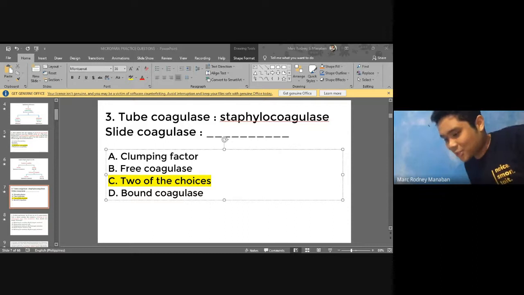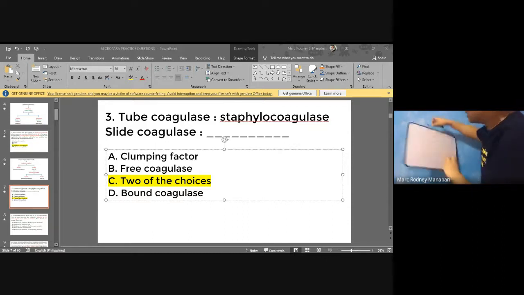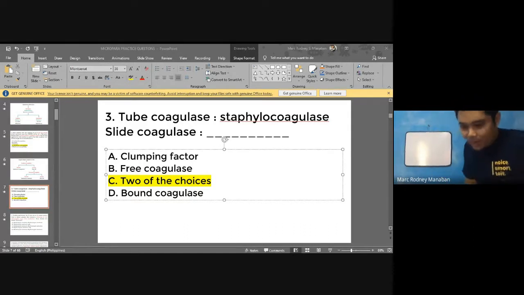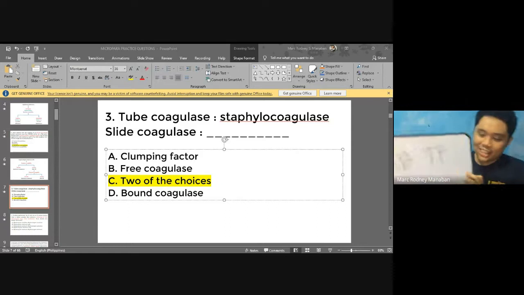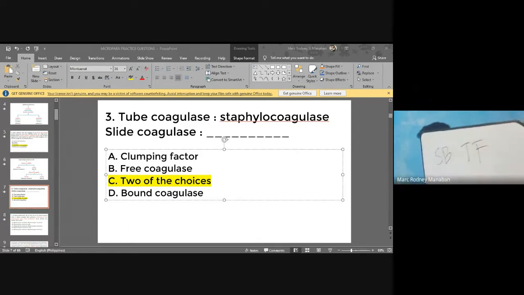All right, sorry. So how do we remember which test detects what? Slide coagulase and tube coagulase, what do they detect? Our mnemonic is SBTF: Starbucks tayo rin, or Starbucks tapos F.